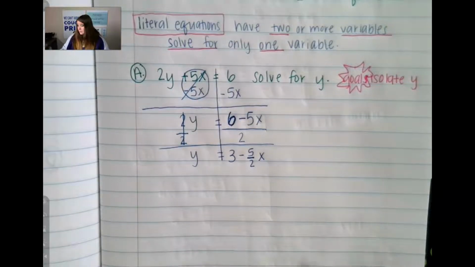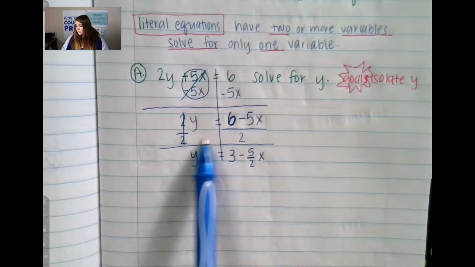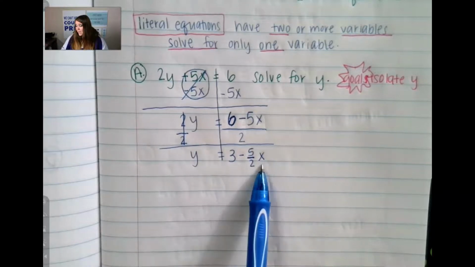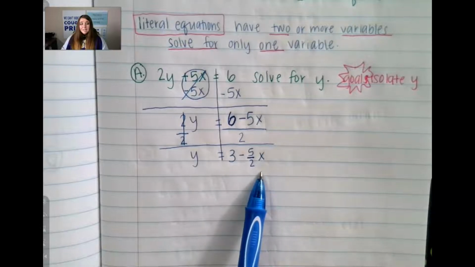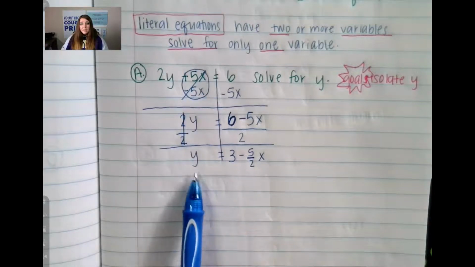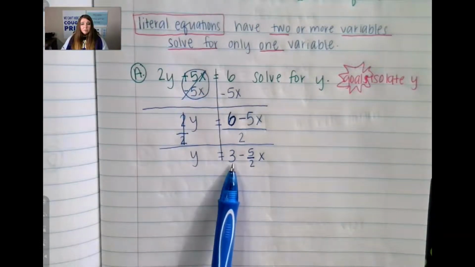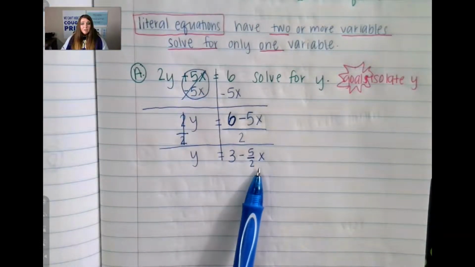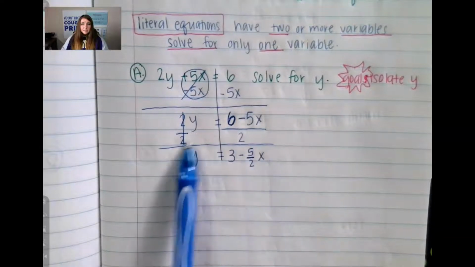And this is my literal equation. So x is still here. It is, I know. But it's a simplified version of what was up here. I now have y equaling 3 minus 5 over 2 x. This is y.